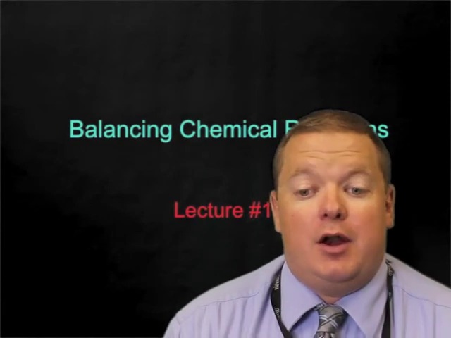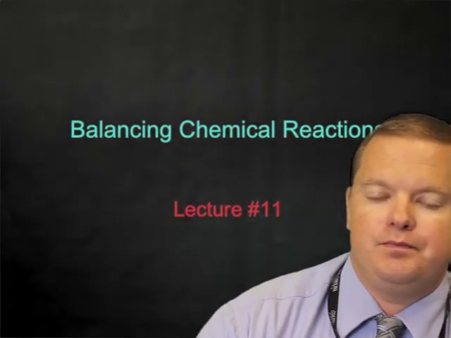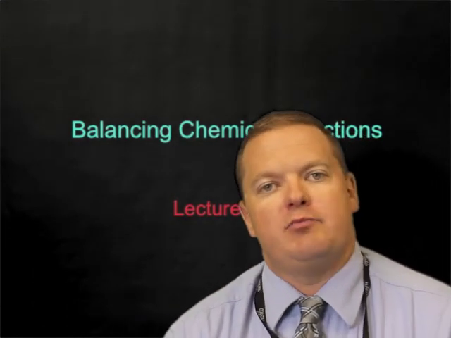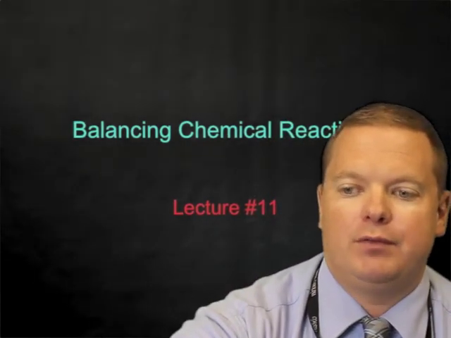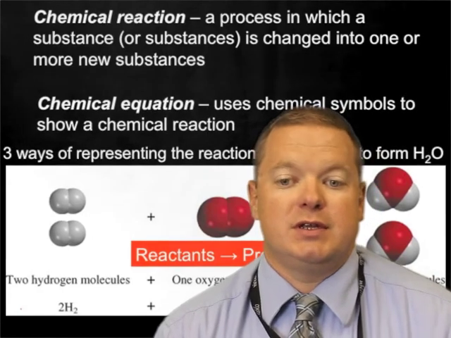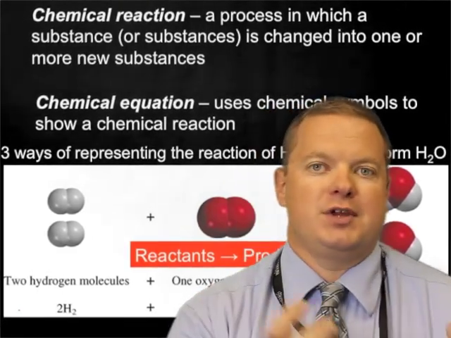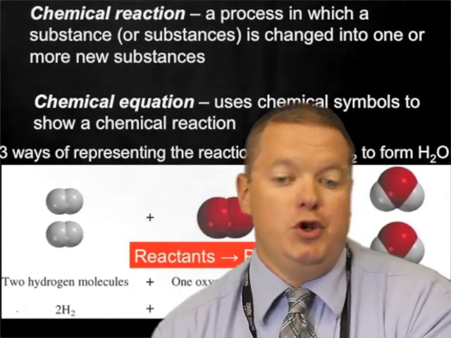Lecture number 11, balancing chemical reactions. So now that we know how to name compounds and we can sort of start doing this mass conversion, let's talk about actually doing some chemistry involved in chemical reactions. So a chemical reaction is a process by which a substance or substances is changed into one or more new substances. So we're taking these molecules and combining them or breaking them apart to form new things.